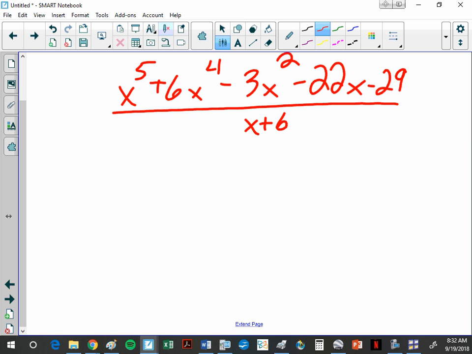Can I use synthetic division in this case? Yes. What do I put in the box? Negative 6. So negative 6, and now you have to be careful when you write your coefficients. What are they? 1, 6. Does anybody see a problem?